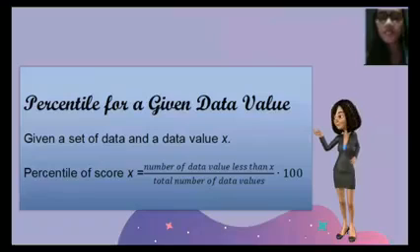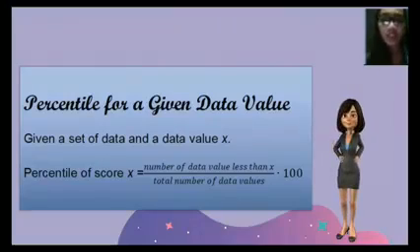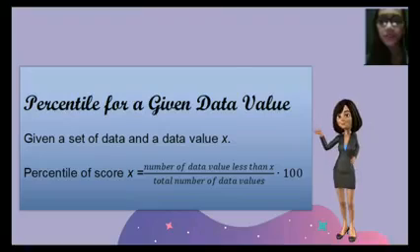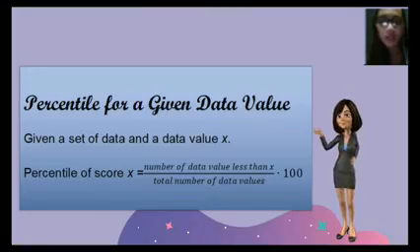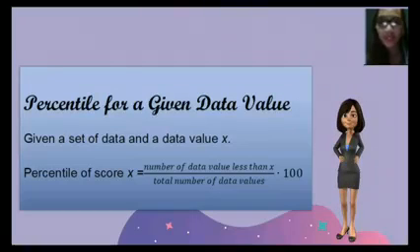So moving on to the next problem. Here is a given formula, a formula for finding a percentile for a given data value. When there is a given data set, we will be using this formula. The percentile of score x is equal to the number of data values less than x divided by the total number of data values, times 100.